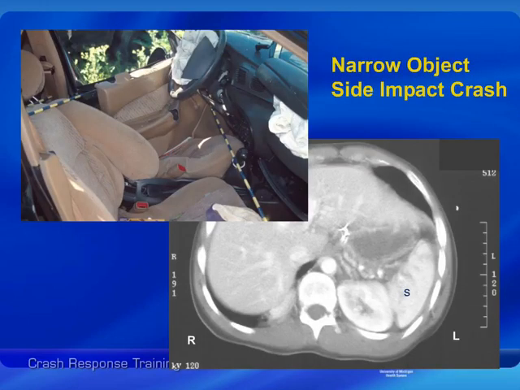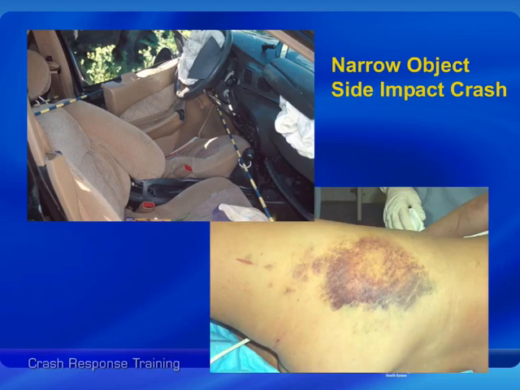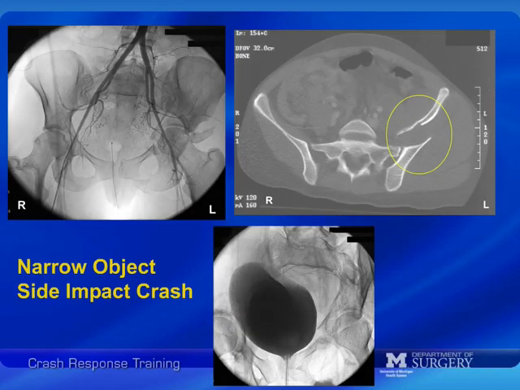Just below the lung contusion on the left side of her torso, she sustained injuries to her spleen from the intruding armrest on the door. The intruding door also struck her pelvis from the side, as evidenced by this bruise here. These x-rays and CT show multiple fractures to the left side of her pelvis, which resulted in a large amount of bleeding. The internal bleeding resulted in a hematoma that displaced and compressed her bladder in the bottom image.